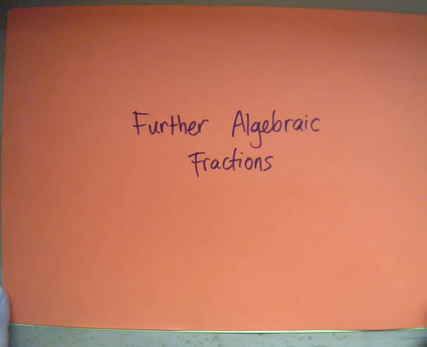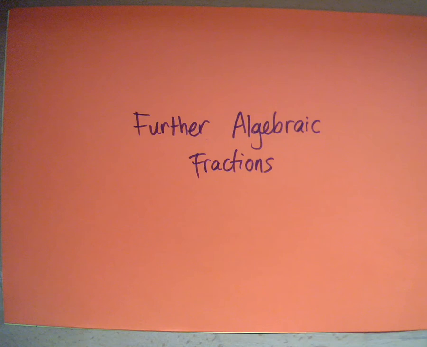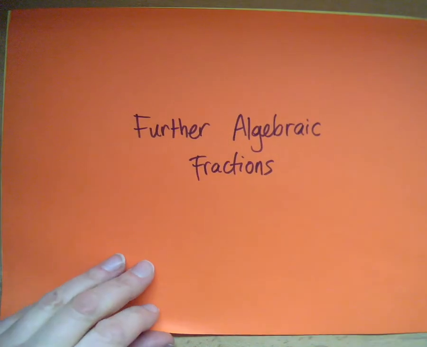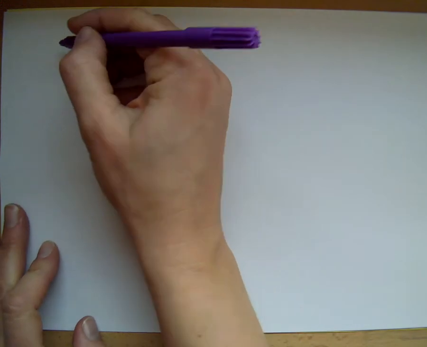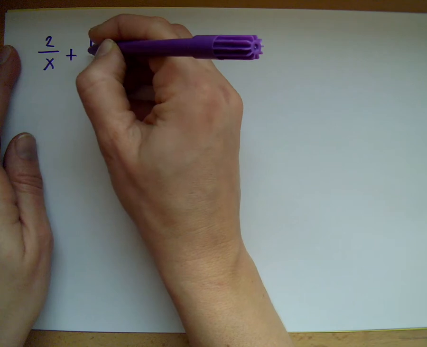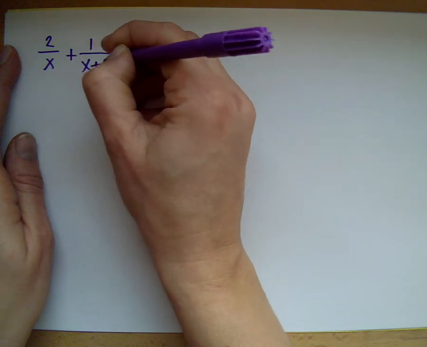We're going to do some calculations with fractions where the fractions are algebraic, so including a variable. We're going to add and subtract algebraic fractions, and we're going to solve more complicated equations with algebraic fractions. Let's start with our first type of problem. I'm going to show you 3 types, so this is number 1.